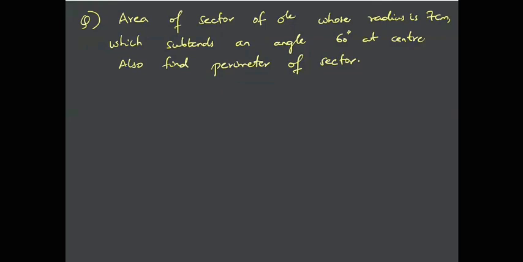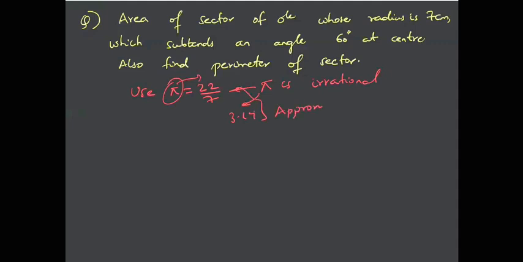So in this question, you can use pi equals 22/7. Pi is a fixed constant. It is an irrational number, but its approximate values are 22/7 and 3.14. These are the approximate values, not exact values of pi. So in this question, use pi equals 22/7.